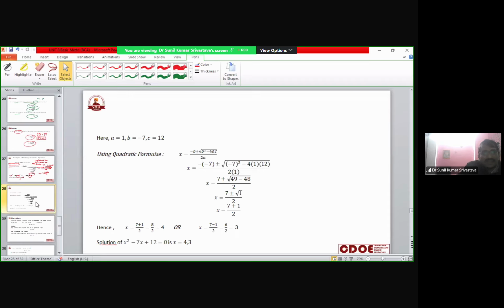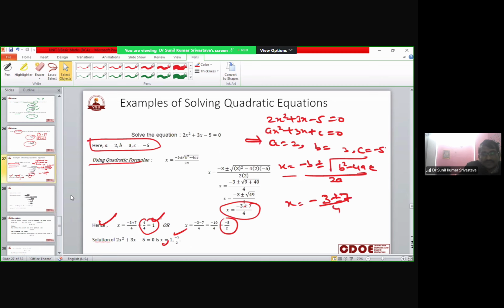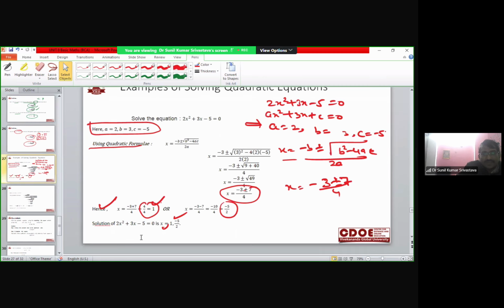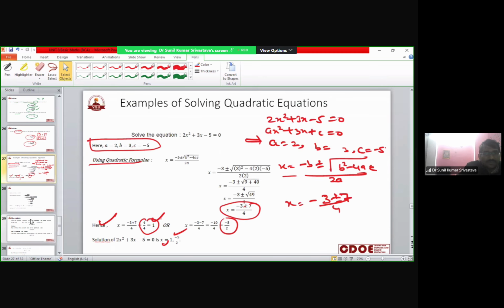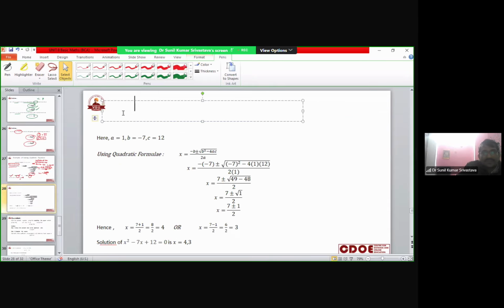The question is that here. x square minus 7x plus 12 is equal to 0. This is the equation. I'm going to find out the solution.